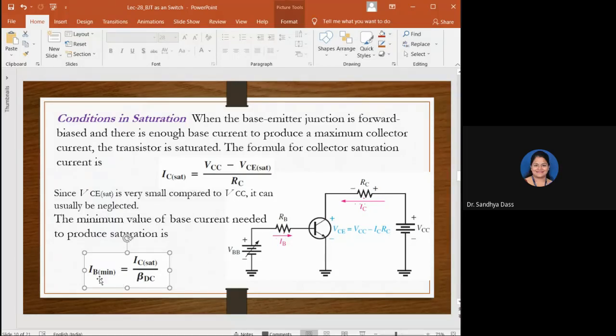I hope you are able to understand and relate these expressions with the theory we just discussed. You have to recall what the saturation region is, what the active region is, what the cutoff region is, and the different conditions there.